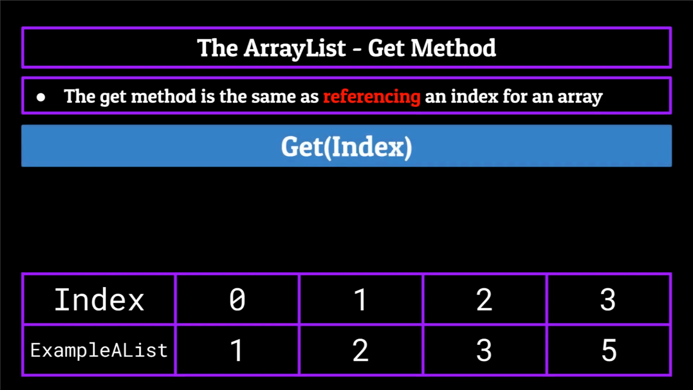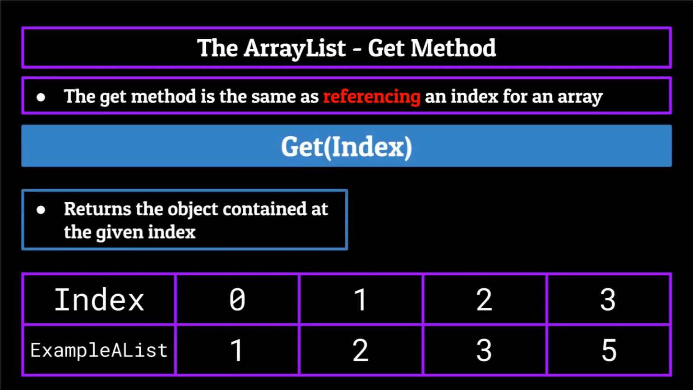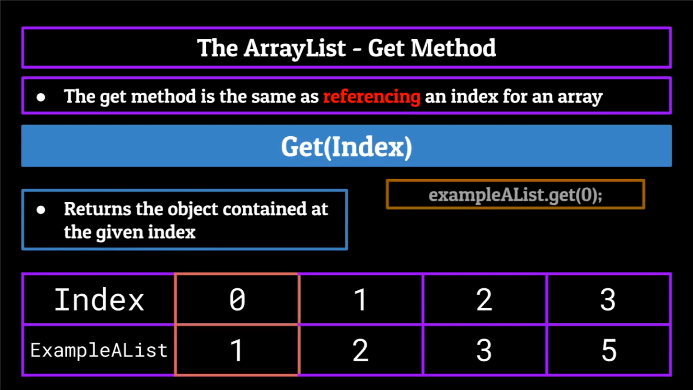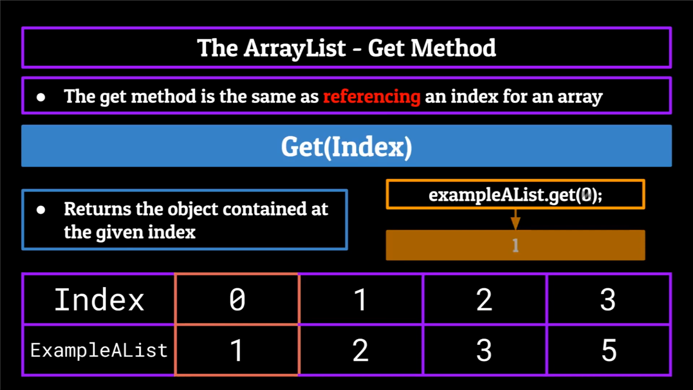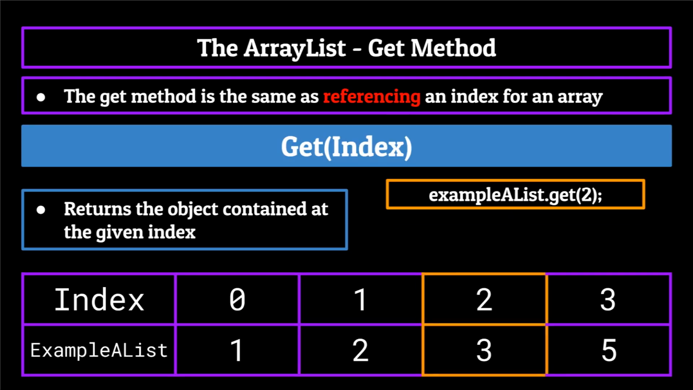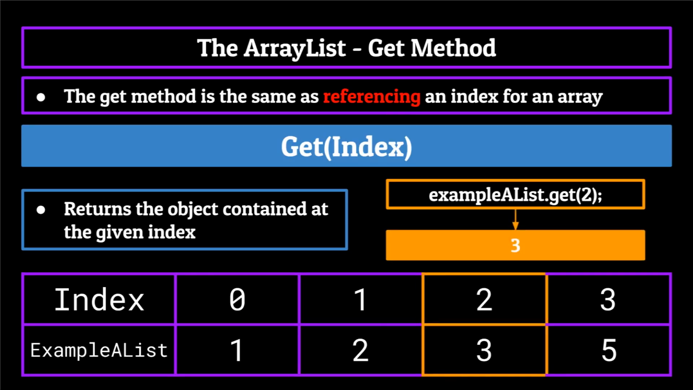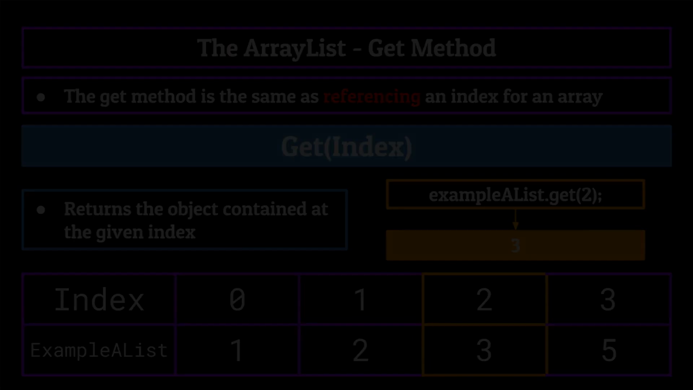It takes in an index location and will return back to you the value at that location. So for example, aList.get with an argument of 0 would return 1. Example, aList.get with an argument of 2 would return 3, and so on.